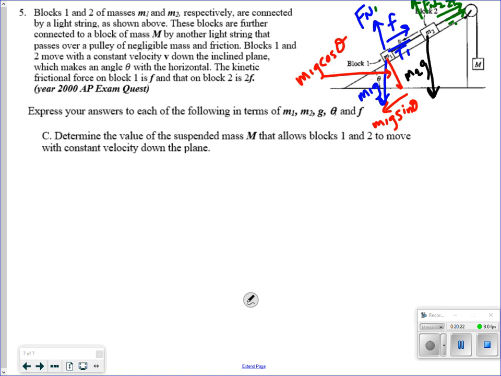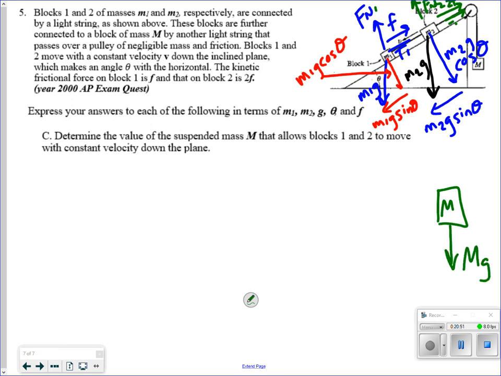M2G, M2G sine theta. And then, you know what? I'll just redraw the other one later. So M2G cosine of theta. All right, so that's the second one. The third free body diagram that you need is for the hanging mass. I'm going to put it here.